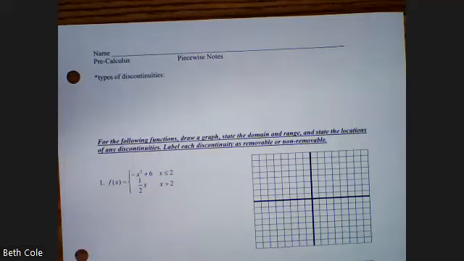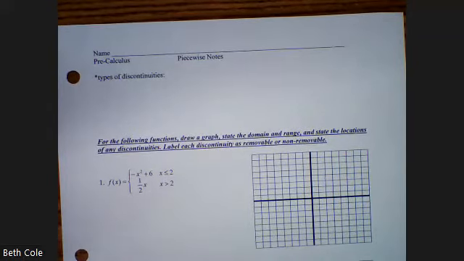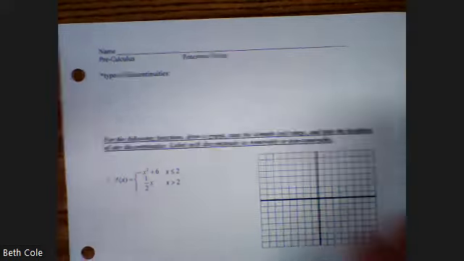So last time we talked about continuous versus discontinuous, and the easy definition is continuous means it meets up, discontinuous means there's a gap. Do you remember talking about that? Okay. Now we're going to talk about the types of discontinuities, and there's two of them.